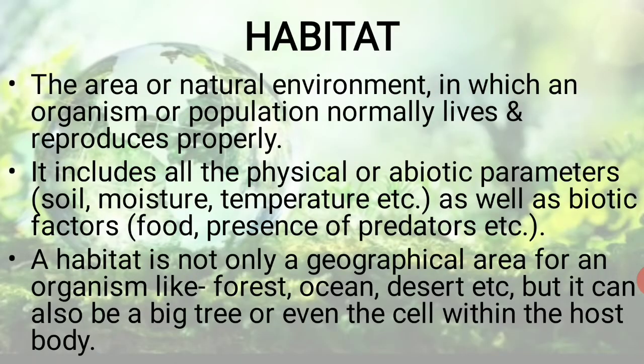First of all, what is habitat? In short, habitat is where a species lives. So, it is the area or natural environment in which an organism or population normally lives and reproduces properly. It includes all the physical or abiotic parameters like soil, moisture, temperature, etc., as well as biotic factors such as food, presence of predators, etc.